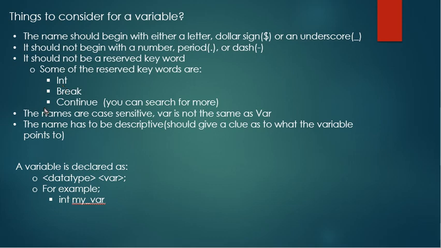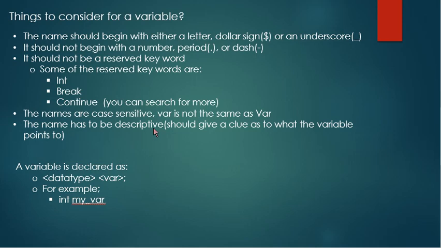So the names are case sensitive, which means the name var, which starts with a small letter v, is not the same as the name var, which starts with a capital letter V. So let's say you've declared the variable as var with a small letter v. During execution of the program, if you try to access this variable using a capital letter V, it's going to bring about some errors because these are different names.